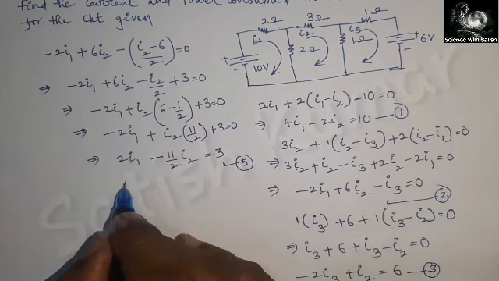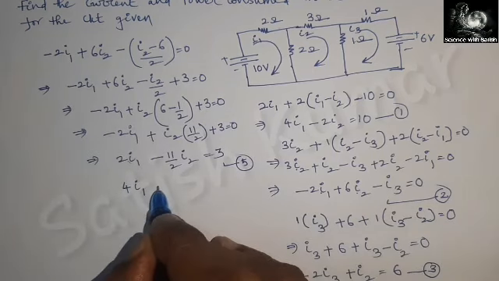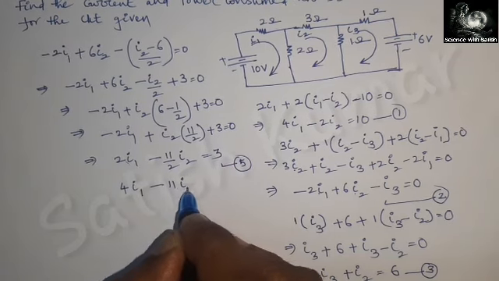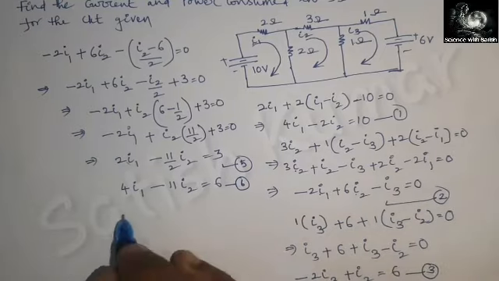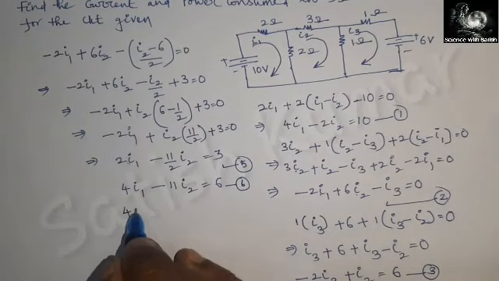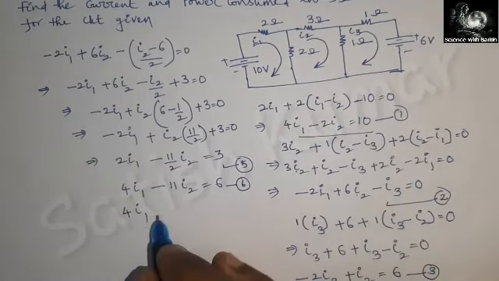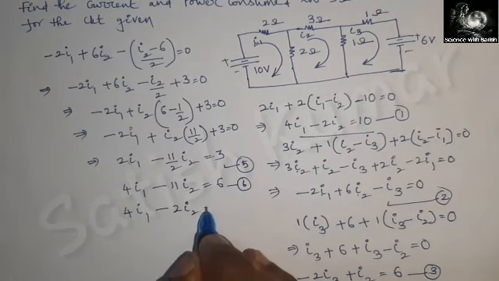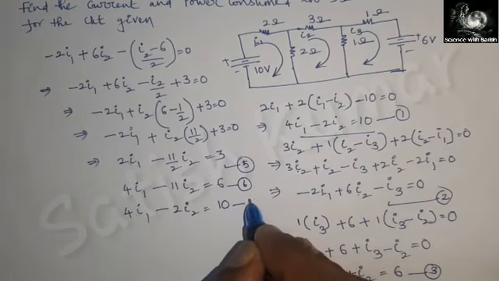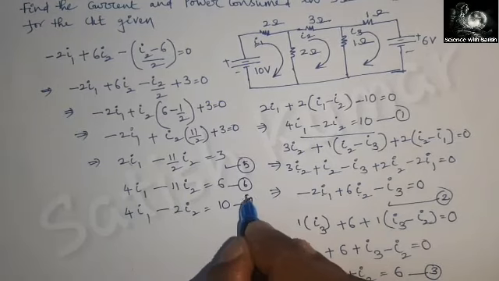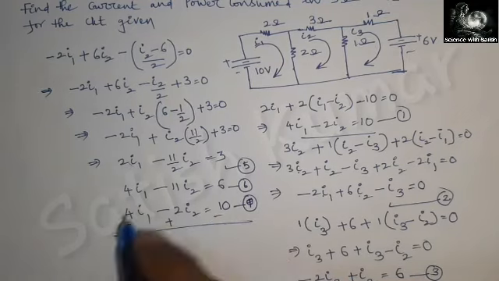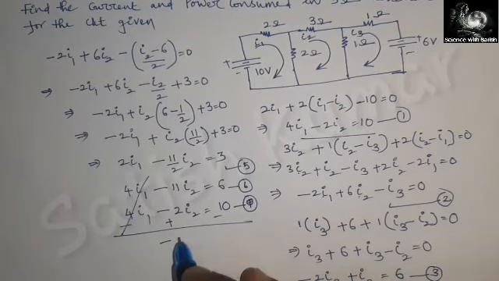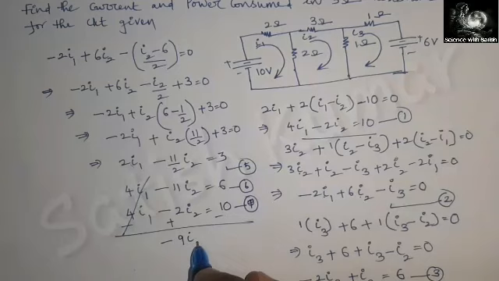Just double it, so it will become 4I1 minus 11I2 is equal to 6, and write the first one. First equation is 4I1 minus 2I2 is equal to 10. This is equation 1. So I am subtracting these two. So it will become minus 9I2 is equal to minus 4.